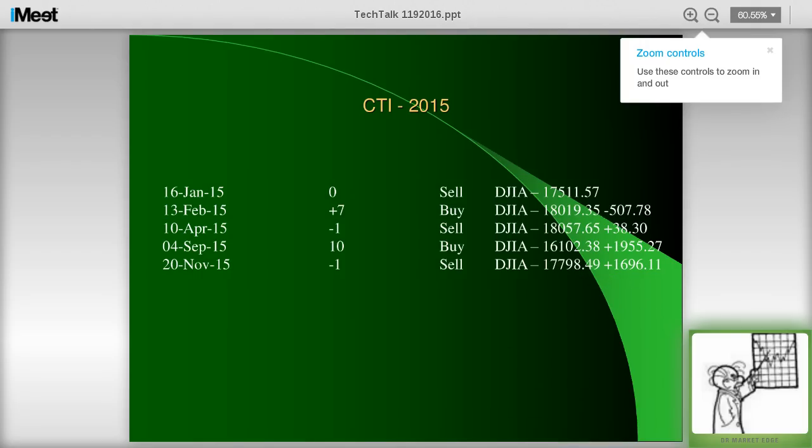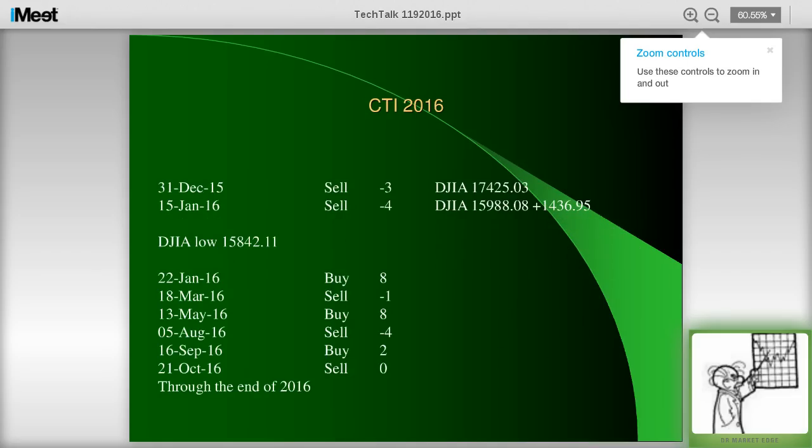Through that call, we at the end of the year picked up 1,600 points. December 31st, we're still at a sell, and the Dow Jones was 74.25. We're still at a sell as of last week. It picked up 1,436 points to the downside, and last week's low was 15,842.11. So what we're going to look for this week is the Dow Jones needs to hold above that intra-week low for us to reset to a buy.